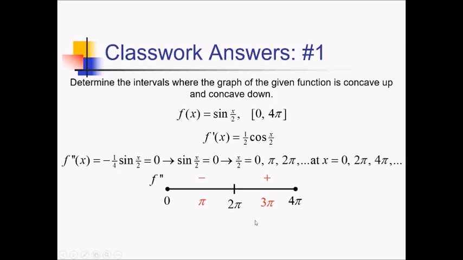So I see here that I'm concave up on the interval from 2 pi to 4 pi, because that's where f double prime is positive. And then I'm going to be concave down where f double prime is negative on the interval from 0 to 2 pi.